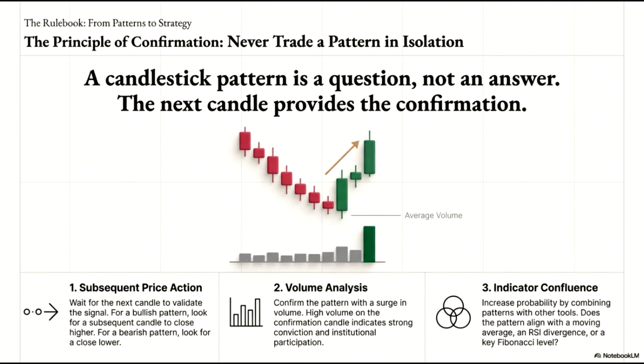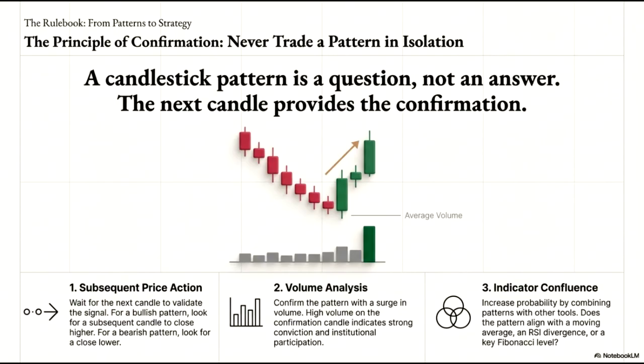Moving on to one of the most critical principles in technical analysis, the principle of confirmation. It's often said that a candlestick pattern is a question, not an answer. The pattern suggests a potential move, but the next candle provides the confirmation you need before committing capital. To trade with higher probability, we focus on three key pillars. First, subsequent price action. Instead of jumping the gun, wait for the following candle to validate the signal. For a bullish reversal, we want to see the next candle close higher. This proves that the momentum has actually shifted.